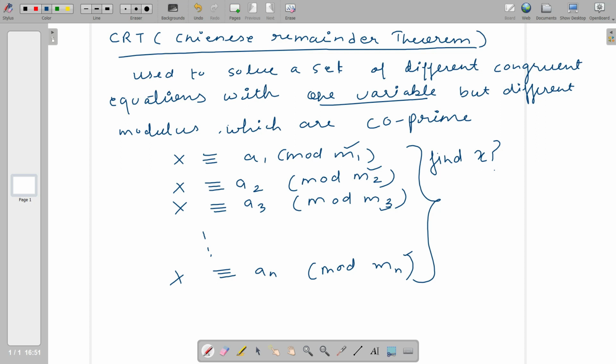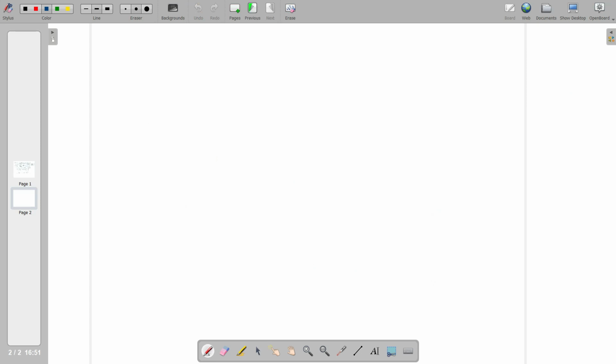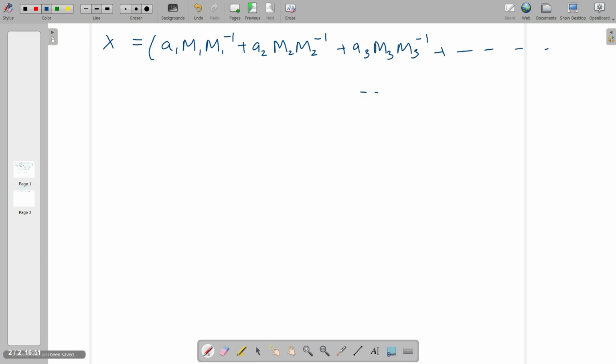And how can we find the value of x? The value of x can be found by a1 capital M1 m1 inverse plus a2 capital M2 m2 inverse plus a3 capital M3 m3 inverse up to an capital Mn mn inverse, whole modulus capital M.